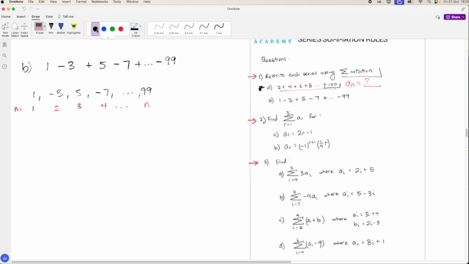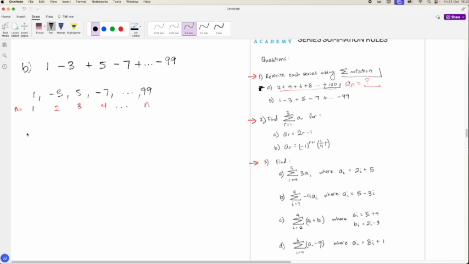What about a common ratio? Well, 1 multiplied by what will give me negative 3? 1 multiplied by negative 3 will give me negative 3. So 1 times negative 3 is negative 3. Negative 3 times negative 3 is 9, which is not 5. So the common ratio does not work here as well. So what are we going to do?